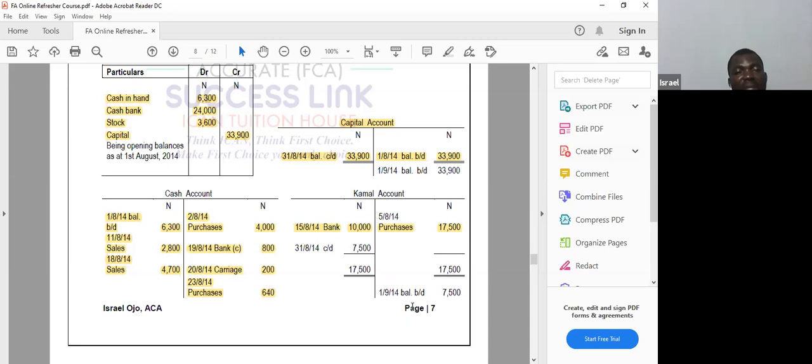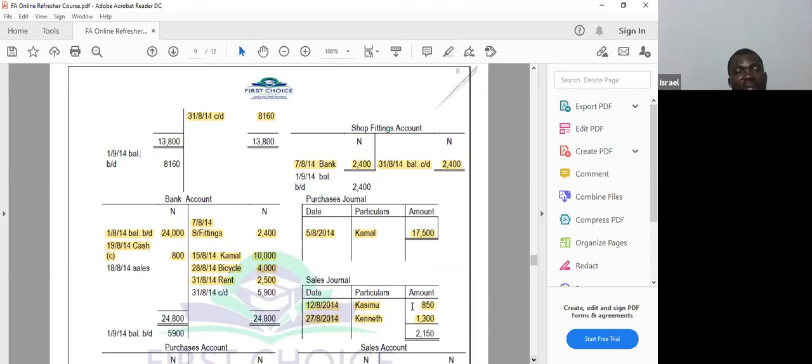Then after that, we have the capital account. The balance is 7,500. It will be the opening balance for this line. That 7,500 would be recognized as the balance on the credit side.